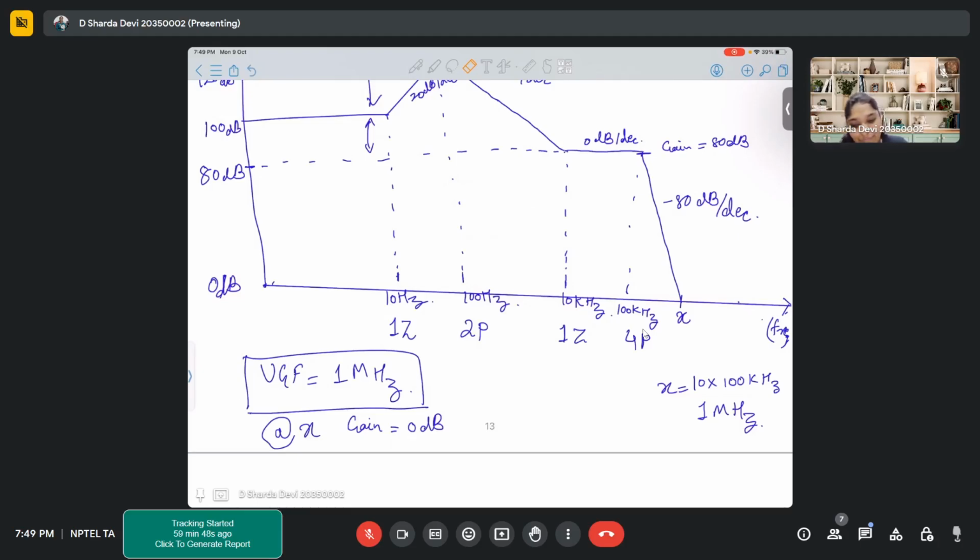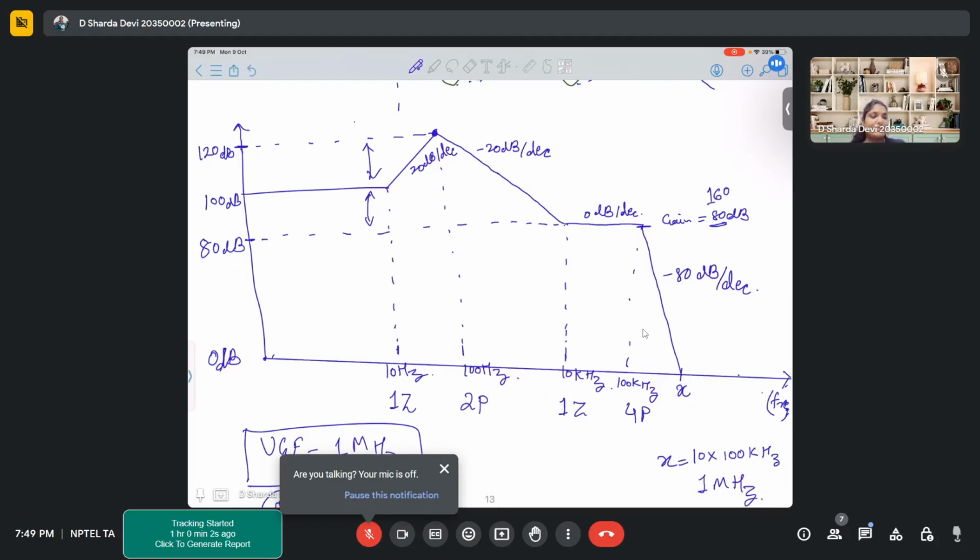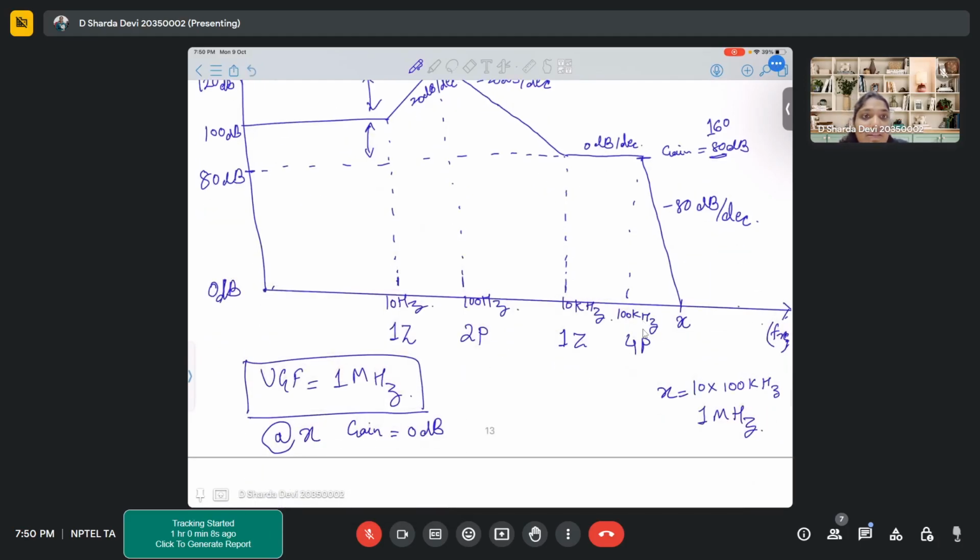Now, let's say rather than being 80 dBs, it was 160 dBs. For example, if at this particular point, rather than it being 80 dBs, it was 160 dBs, how much should your X be? Then it would be 100 times instead of 10 times. Yes, it should be 100 times rather than being 10 times.